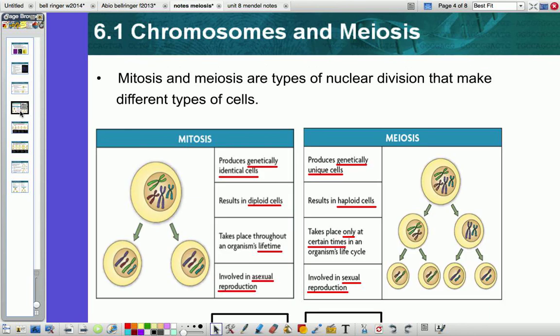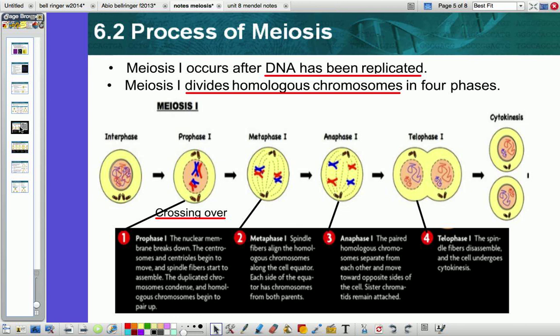Here's another way to look at them as far as comparison. Here's the mitosis, and here are the key things that you see, and here's meiosis and the key things that you will see. Definitely make sure you're familiar with the similarities and the differences between the two. We talked about this a little bit during our bell ringer.